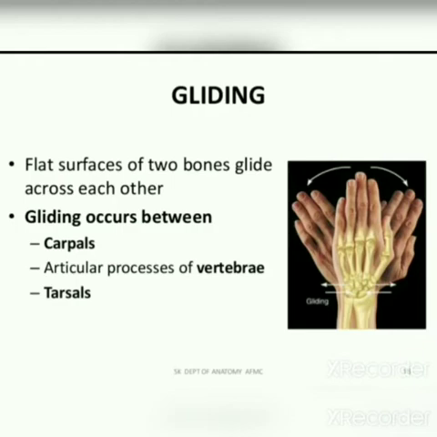Now come to the gliding joint. Gliding means rubbing of two surfaces. The flat surfaces of two bones glide across each other. This is called a gliding joint. Gliding occurs between carpals, which are present in our wrist and palm portion, the articular processes of vertebrae, and tarsals, present in our foot portion.